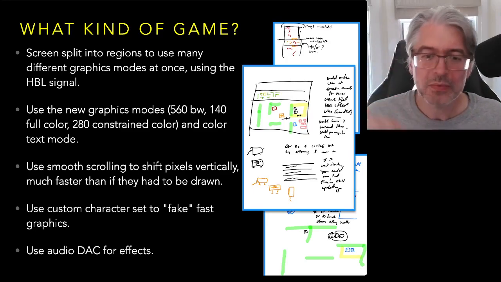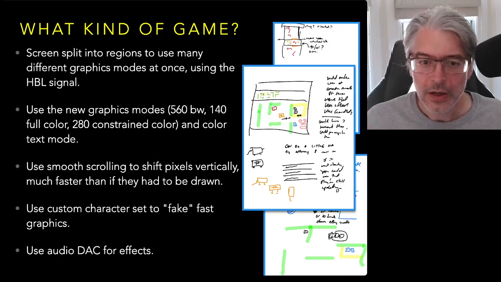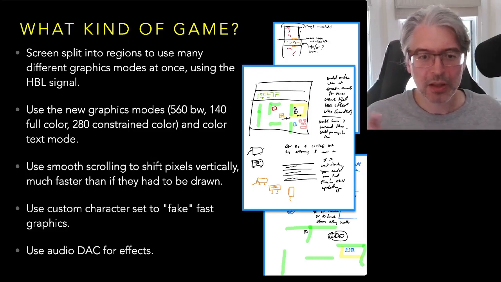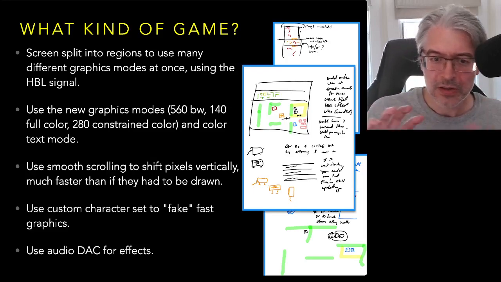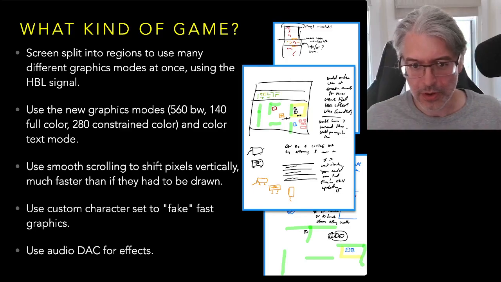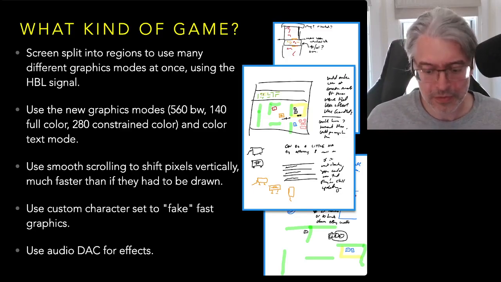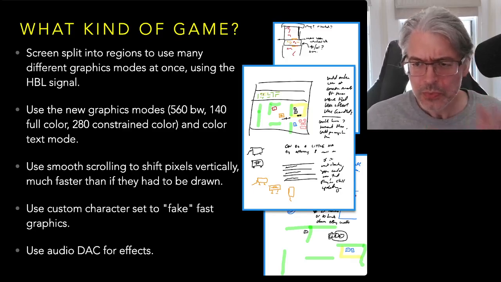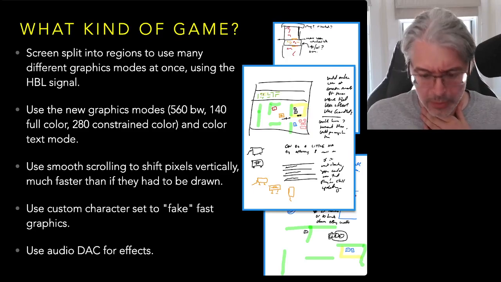And I want some sort of vertical scrolling to happen, so I can use this smooth scrolling. That'll be something that can move things much faster than if they had to be drawn. And I want to use some custom character sets to fake fast graphics, and I want to use the audio DAC for effects. So what I settled on was a kind of a game.